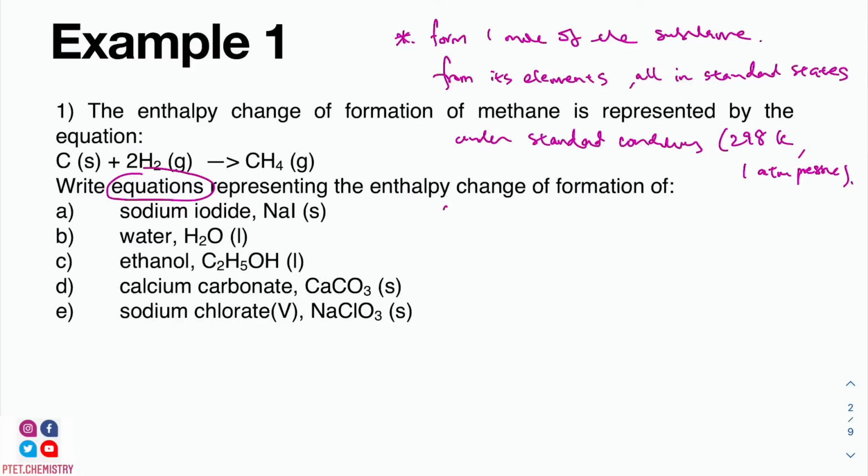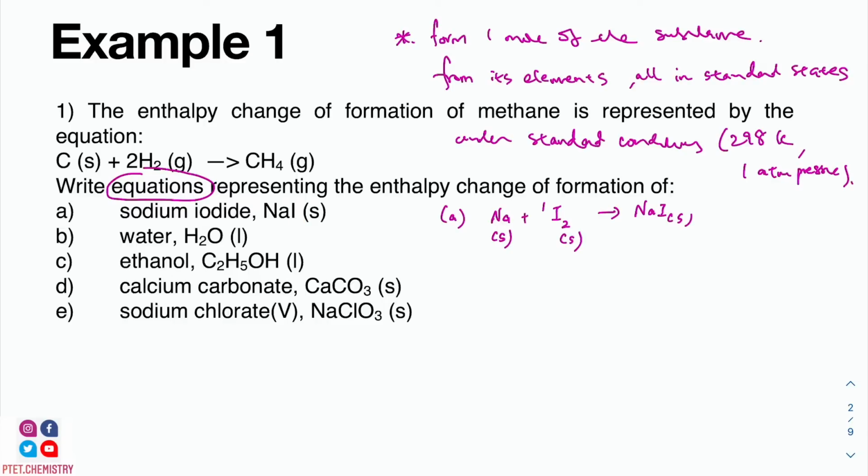Yeah. So for part A, sodium iodide is an ionic compound. It is formed from sodium, which is a metal. It's a solid at room temperature and pressure. It's formed from iodine, which is a molecule at room temperature and pressure. Iodine is a solid at 298 Kelvin, okay? And because I want to form 1 mole of the NaI, where the formula given, it has to be Na plus and I minus because it's a group 17 halide ion.